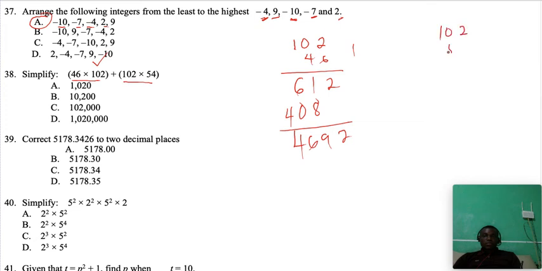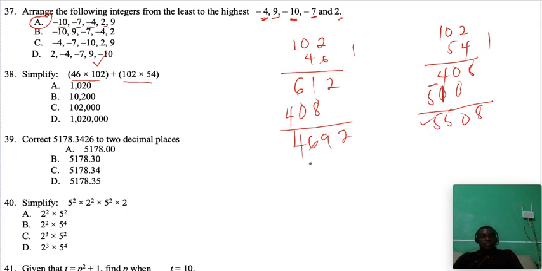102 times 54. So 4 times 2 is 8. 0 here, 4. 5 times 2 is 10. 0, remember 1. This will give us 0. Then 1, so to here will be 1, then to be 5. So let's add 8, 0, 5, 5. So we add these two results. 4, 6, 9, 2 plus 5, 5, 0, 8. So we get 10 from another one. 9 to be 10 from another one. This will be 11, 12 from another one. And this will give us 9 plus 1, 10.